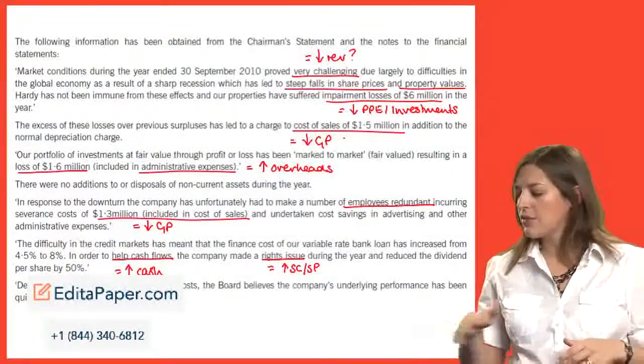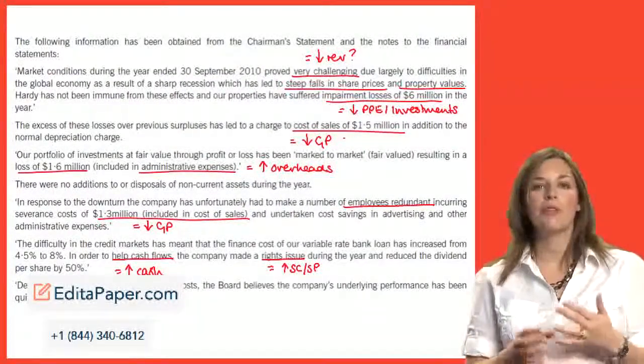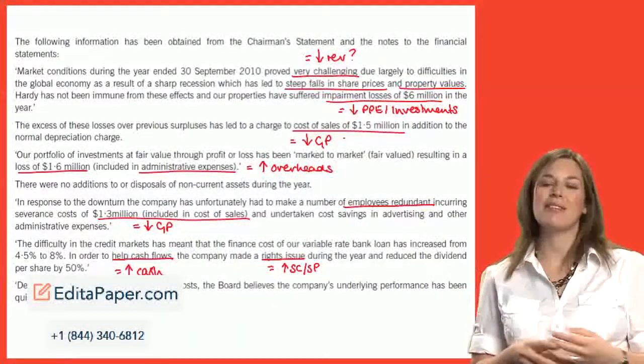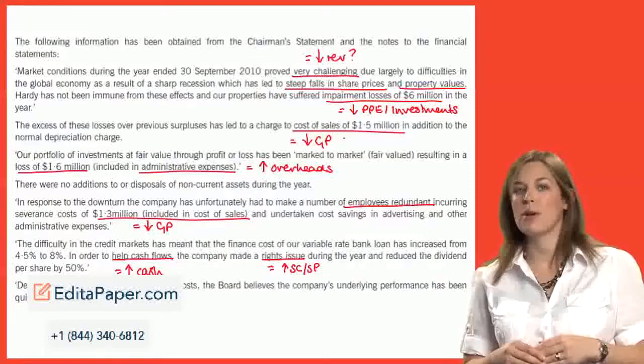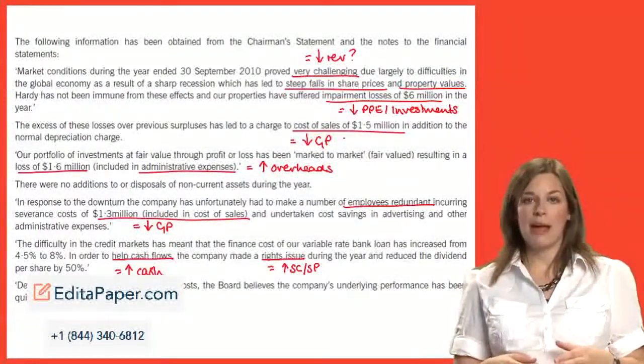Okay. Let's have a look. Also, they've gone through a redundancy programme and have an additional expense there of 1.3 million. Again, that's gone to cost of sales, a further impact on our gross profit margin. So you're getting lots of things for you to be able to talk about.